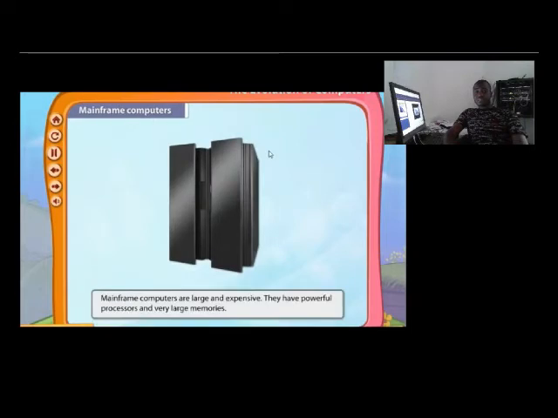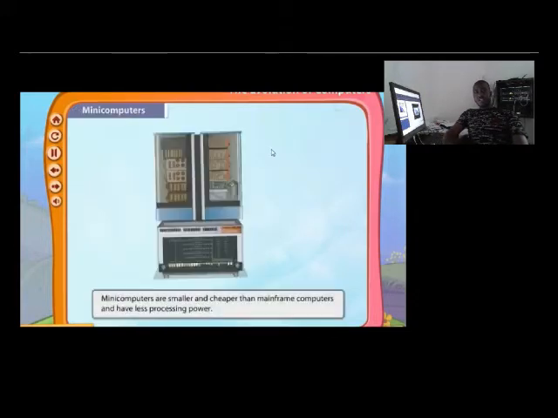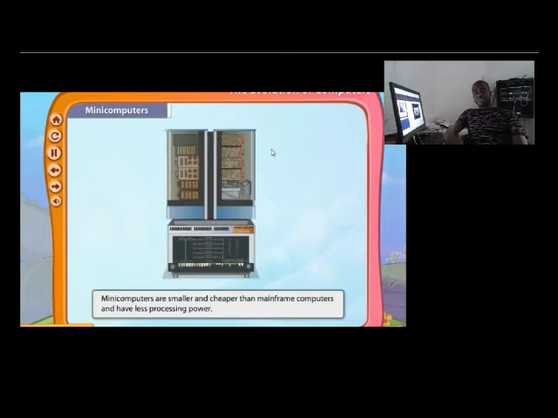Now, mainframe computers. Mainframe computers are large and expensive. They have very powerful processors and very large memories. Hundreds of people can work on a mainframe computer at the same time. Now the minicomputer. Minicomputers are smaller and cheaper than mainframe computers. They have less processing power.